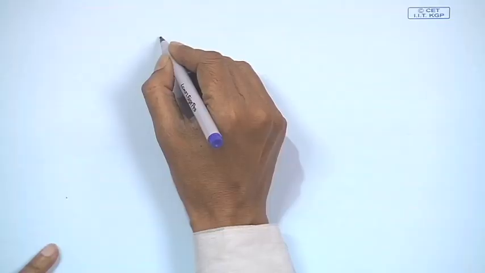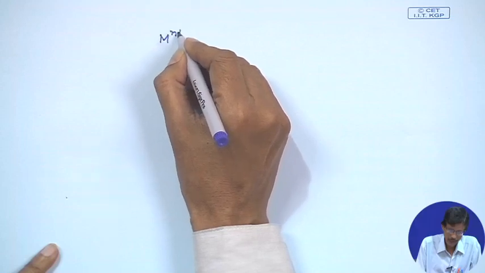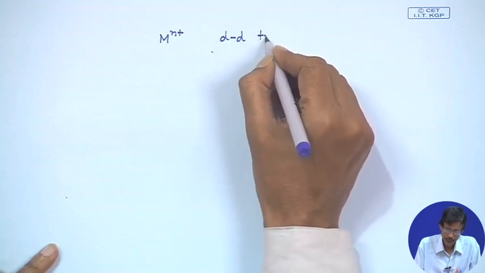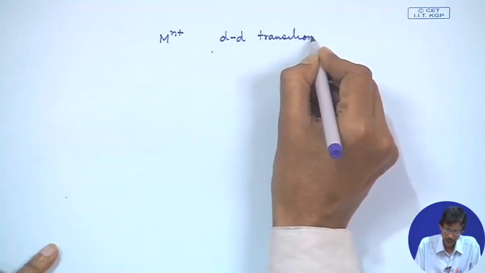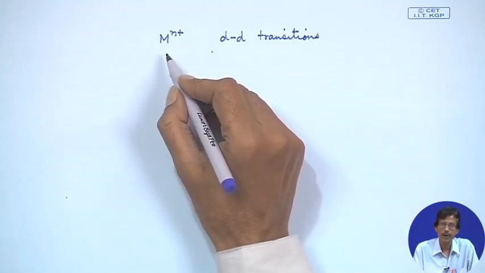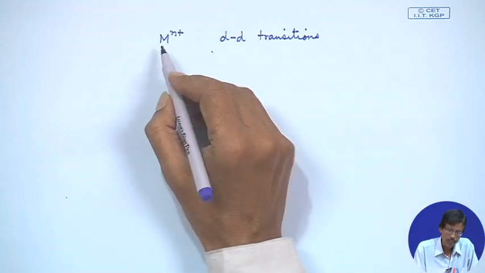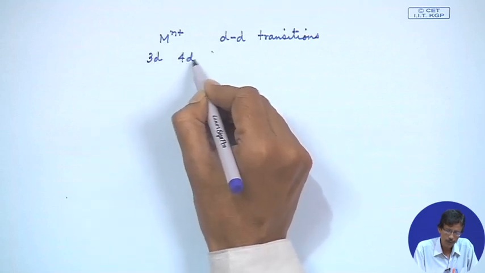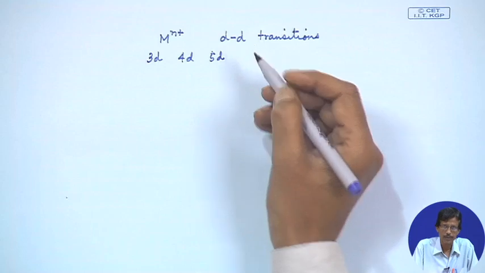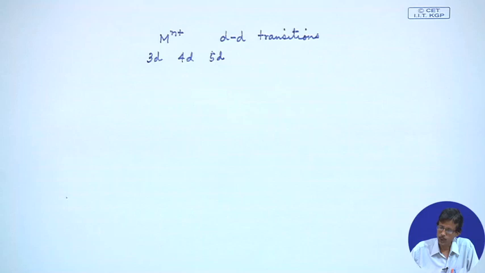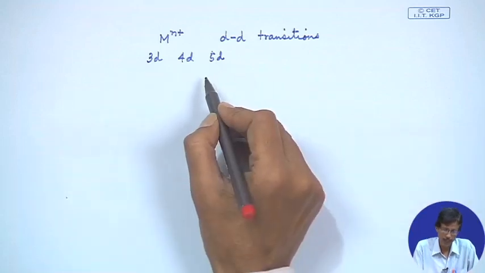We are talking about some d-d transitions centered on some metal ions, say M^n+, and we have seen how d-d transitions are helpful in identifying the presence of these metal ions as well as their unknown concentration. These are for the transition metal ions, for 3d, 4d as well as 5d metal ions, but their nature will be different as we move from 3d to 4d to 5d metal ions.